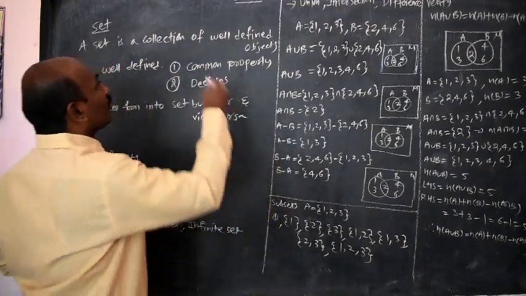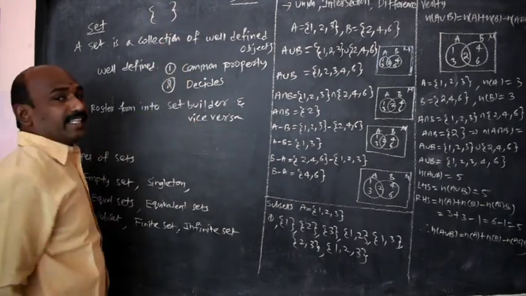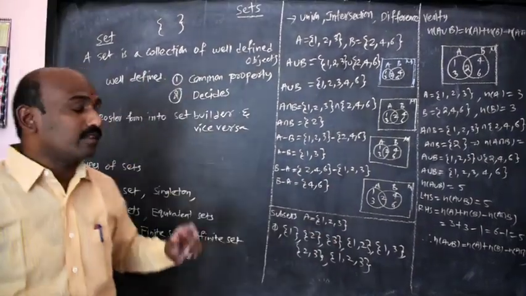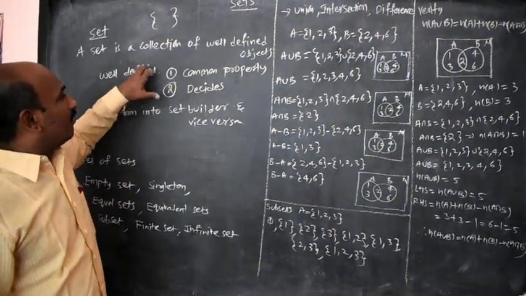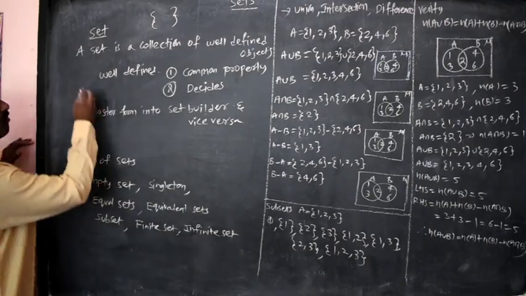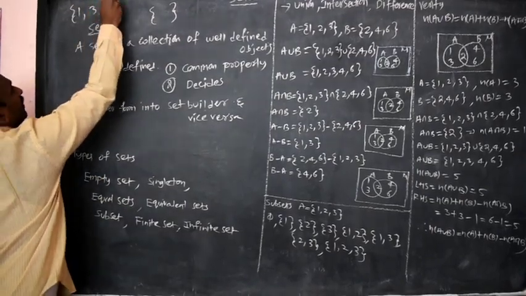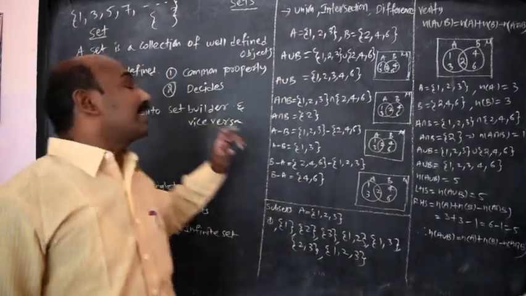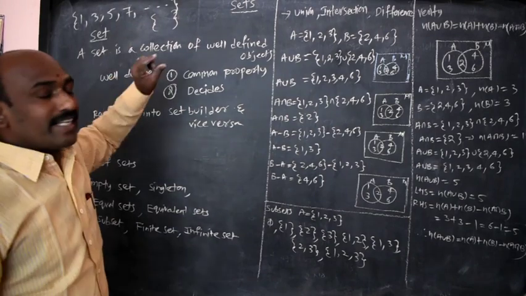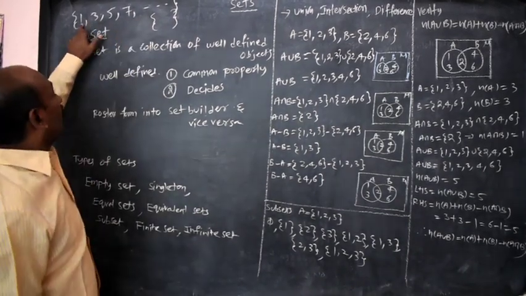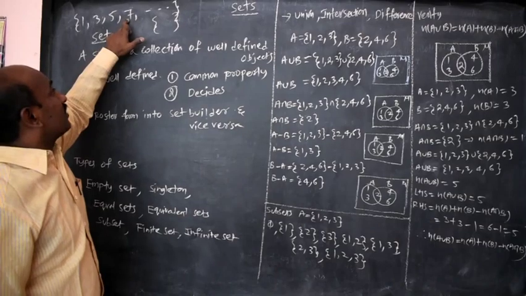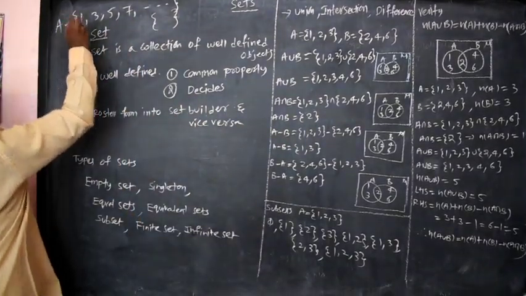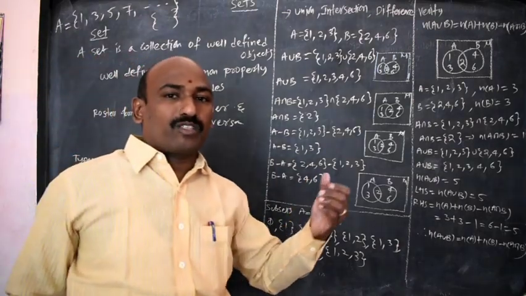First of all, sets are enclosed with flower braces, and we can represent each set in two forms. One is set builder form, the other is roster form. Well-defined means, for example, 1, 3, 5, 7. Here each element has a common property: every element is an odd number. 1 is an odd number, 3 is odd, 5 is odd, 7 is odd. Sets are denoted by capital letters: A, B, C, or X, Y, Z.